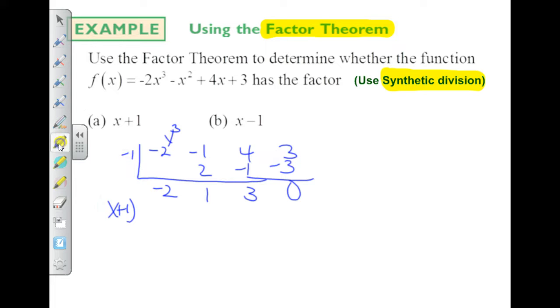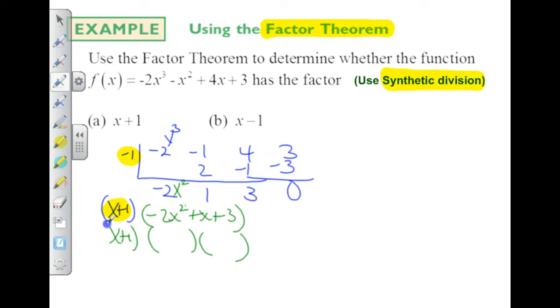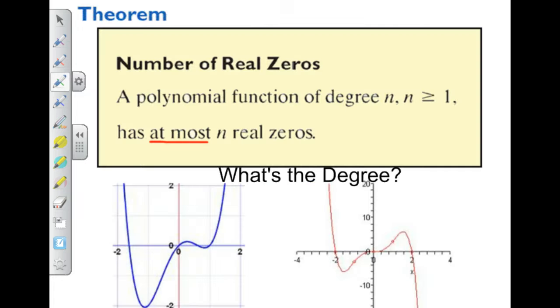But the other factor comes from this guy right here, and this becomes an x squared term. So negative 2x squared plus x plus 3, which if you can factor, I would, and if you can't, then I would try to use the quadratic formula to find the other roots.